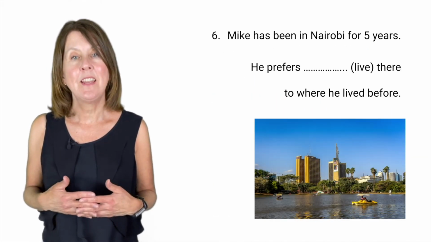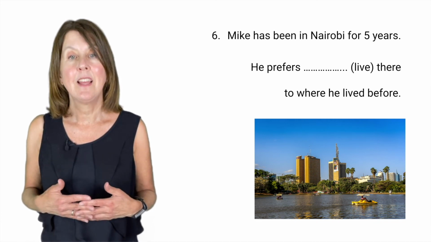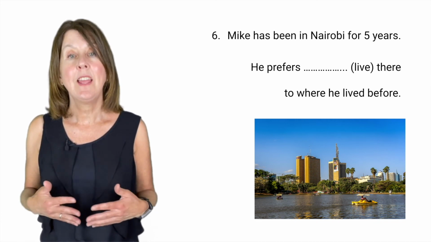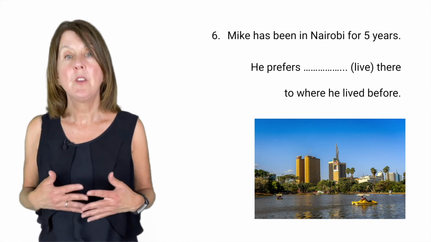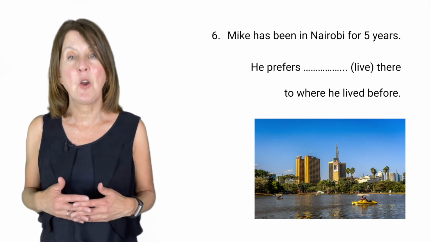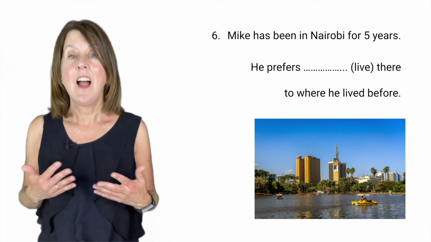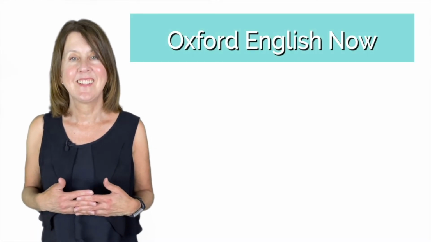Mike has been in Nairobi for 5 years. He prefers blank there to where he lived before. Fill the gap with a form of the verb to live. Write your answer down below in the comment section, and I promise to give you feedback on your answer.